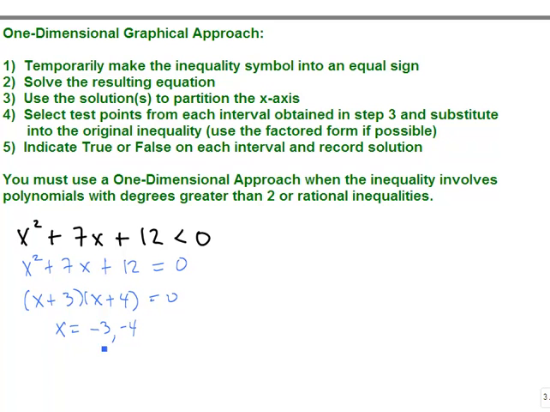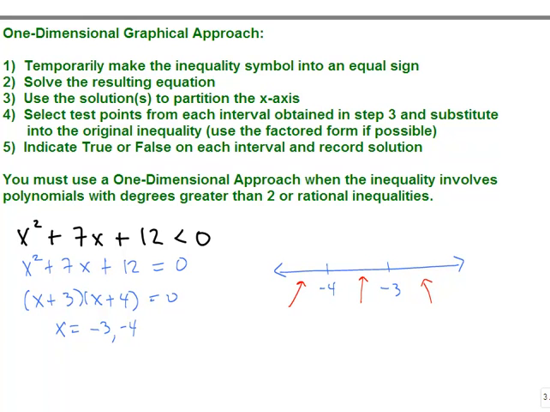In the two-dimensional approach, we would have taken these two solutions and put them as x-intercepts on a graph. Here's where the one-dimensional approach varies. Instead of graphing these as x-intercepts, we're going to graph them on a one-dimensional number line. So I'm going to put -4 on here and -3. And now we're going to test the three new intervals that we have here. These numbers and solutions that we just found kind of break up the number line into three different regions. And we're going to test each region to see what's true.